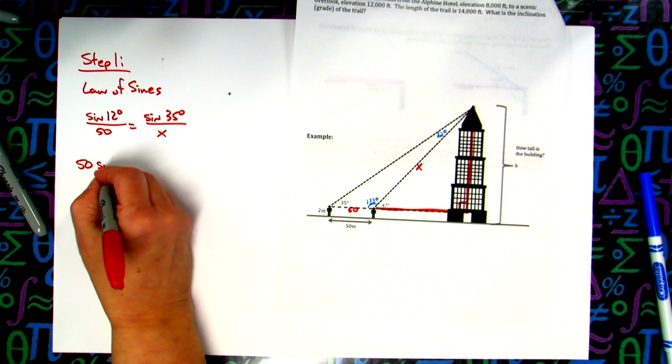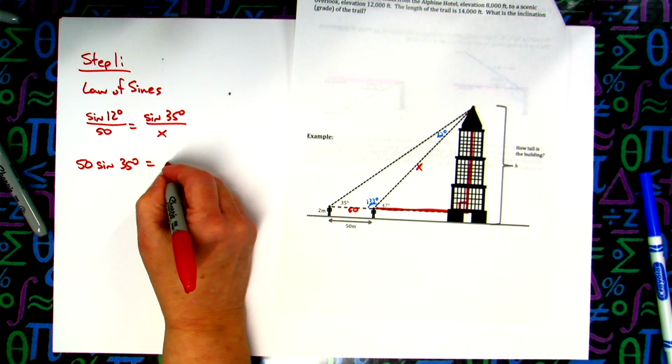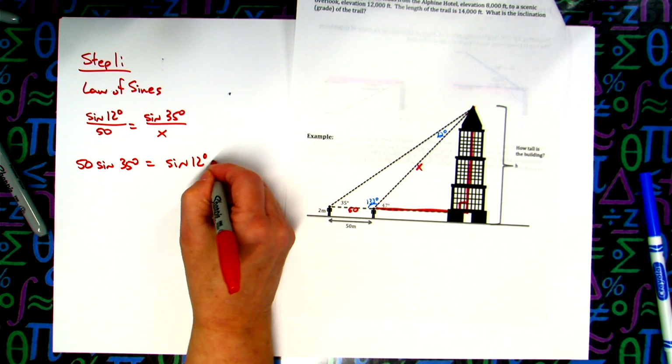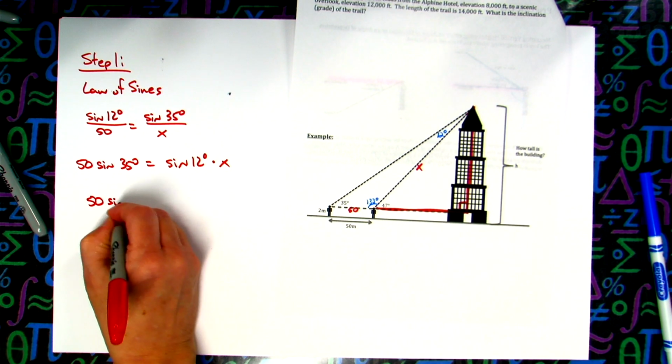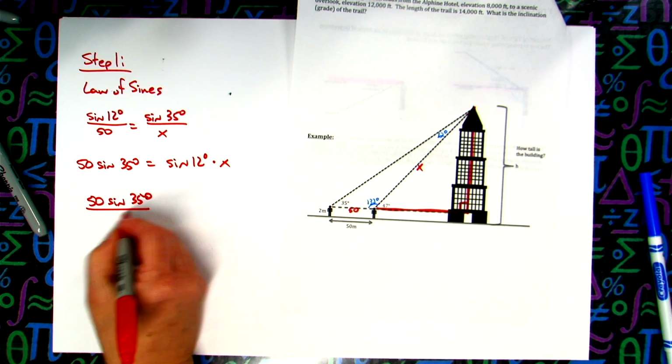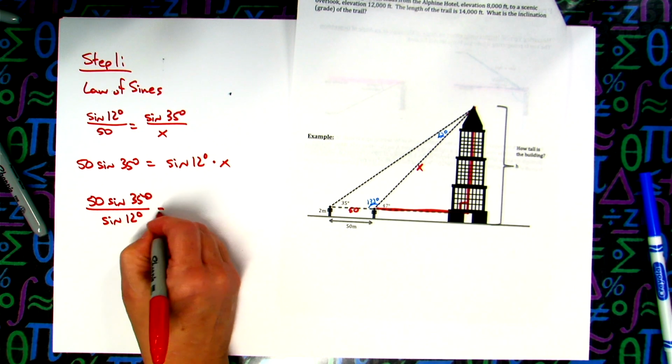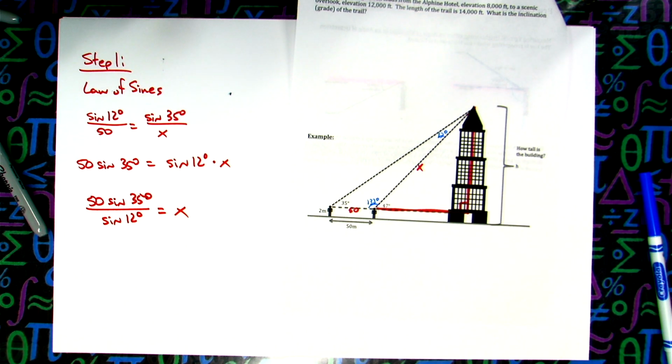So 50 sine 35 degrees is equal to sine 12 degrees times x. Divide both sides by that sine of 12. So x equals 50 sine 35 degrees over sine 12. And that'll give us a rough estimate of the distance of that hypotenuse. I'm going to check my math just to make sure I'm doing everything right. Sine 12. Did we get roughly 137.94?